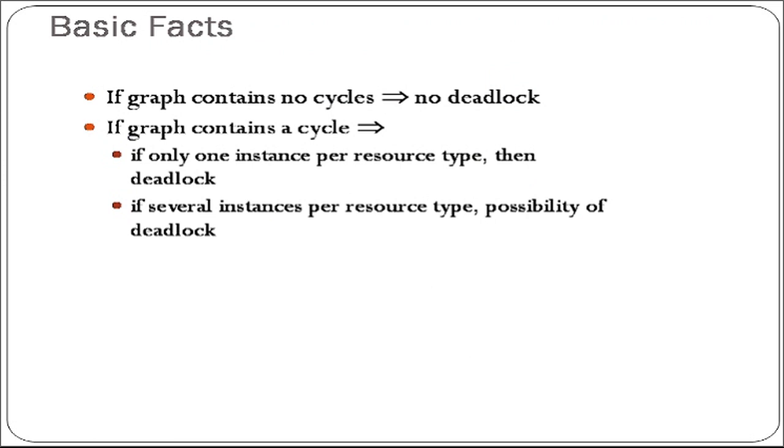But if there is a cycle in the graph, there are 2 possibilities. If the resource is of single instance type, then there is deadlock. That is, for single instance resource type, the cycle in the graph is a necessary as well as sufficient condition for deadlock to occur. But in the case of several instance resource types, the possibility of deadlock is there if there is a cycle. That is, it is only a sufficient condition but not a necessary condition.